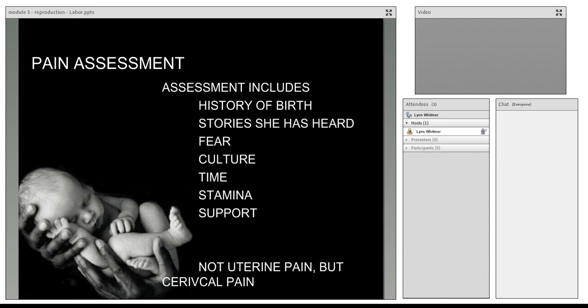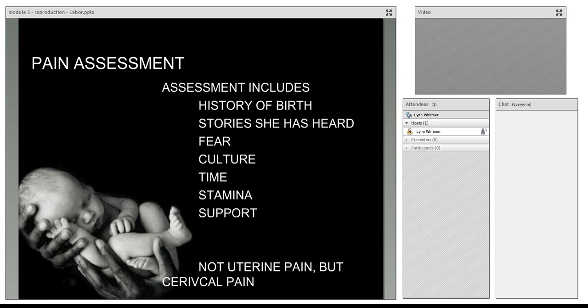Pain can be accelerated because of past history of birth experience and the trauma that she had, some of the stories she's heard, and now she's very afraid. So fear will accelerate that pain. Culture may change the way she demonstrates her pain, either very vocally or very stoically.